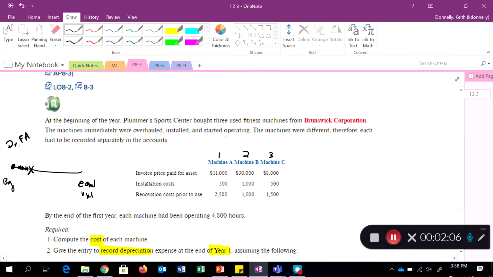So, in this case, what are these? They're fitness machines, right? So we'll just say it's like a Bowflex or something. I don't know what I'm going for with this machine, but here it is. It's up and running. There we go. What are our costs? Every time we have the costs, up until it's running, we put it in service. That's why it says prior to use. We're going to debit fixed asset, debit fixed asset.